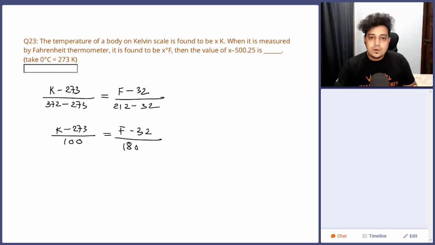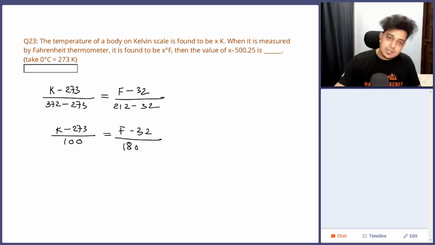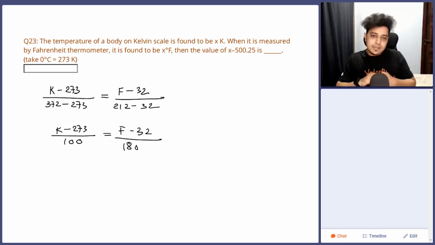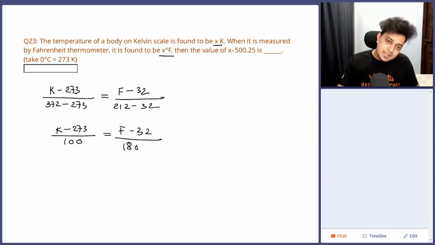And we have to solve for this. Temperature of the body is X Kelvin. When it is measured by Fahrenheit, it is found to be X degree Fahrenheit. Then X minus 250. Okay. So basically, the temperature measured in Kelvin scale and in Fahrenheit scale, the number that you get is the same. So you have to get that number. So put K equal to F or F equal to K.